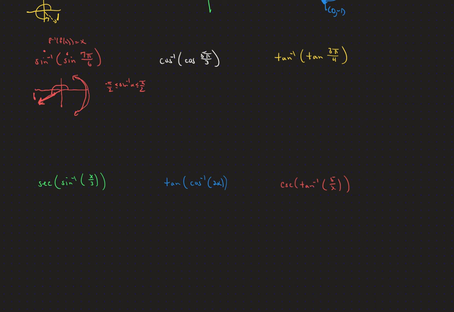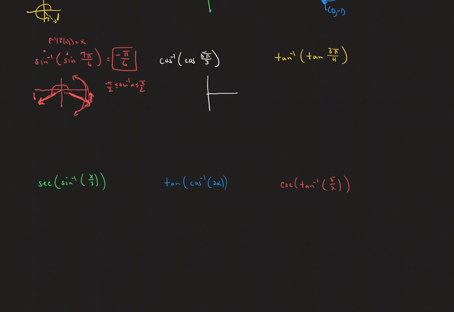So since sine is negative in quadrants 3 and 4, that's going to give us this angle, and this is the angle we want. That is going to be a negative pi over 6. That's the one and only correct answer to the inverse sine of the sine of 7 pi over 6.